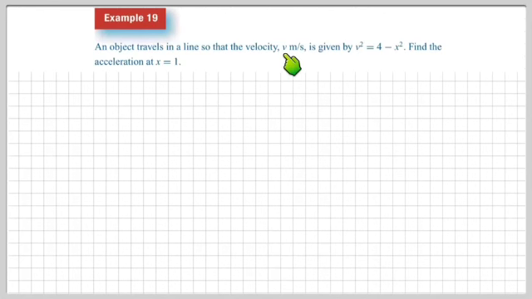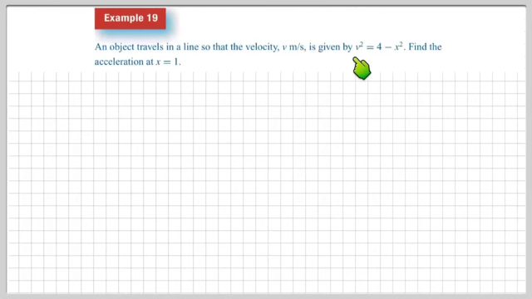An object travels in a line, so that its velocity v meters per second is given by this thing. Now, you can see from that v is a function of x, right? And you're actually not even given any initial conditions here. Find the acceleration when x is 1.